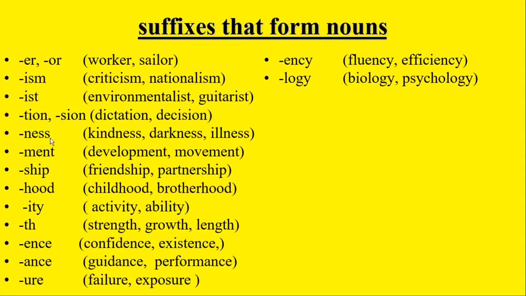Then ness indicates a state: kind, kindness; dark, darkness; ill, illness. Then ment: develop, development; move, movement. Then ship: friend, friendship; partner, partnership. I am saying the root word first in all these instances: friend, friendship; partner, partnership. ship is the suffix here that forms the noun. Then hood.